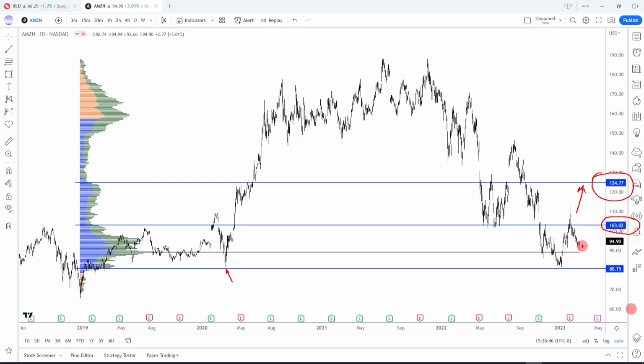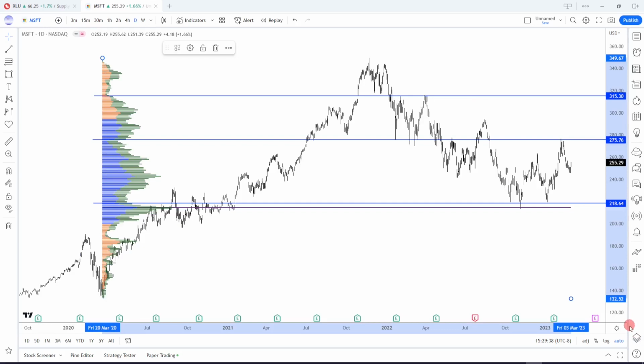So I would not be surprised to see Amazon continue to retrace back down to this 80.75 level on the downside. But if it does get back up to this 103 and get above it, then I might be looking for a potential long to swing back up to this 124. But if it gets rejected, then once again, we're looking for Amazon to try to retrace back down to this 80.75.